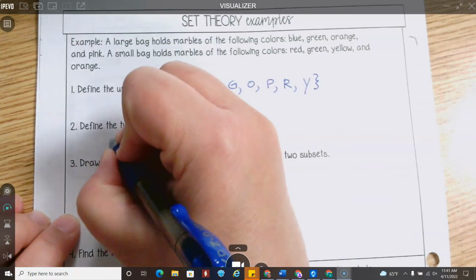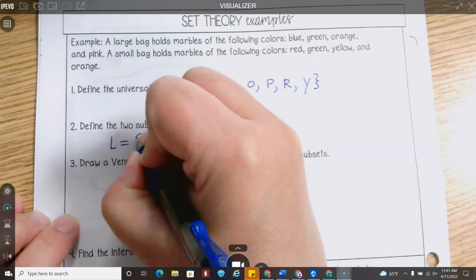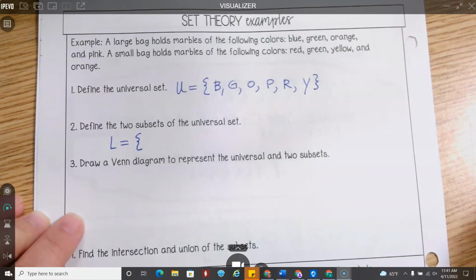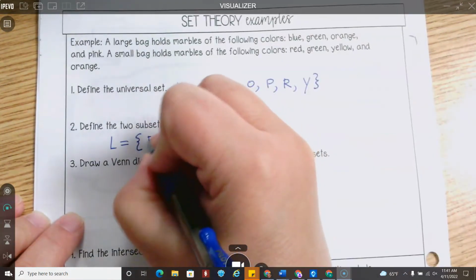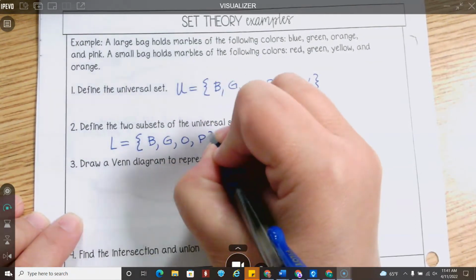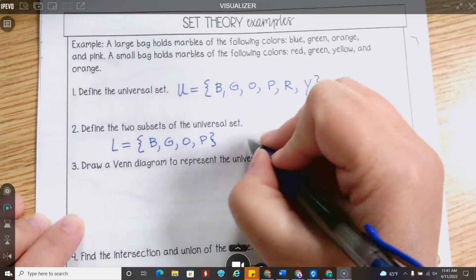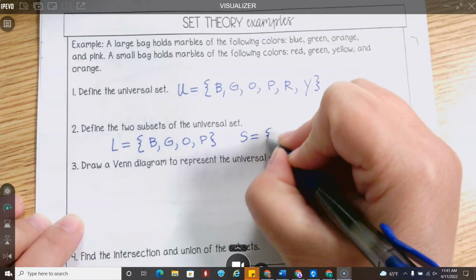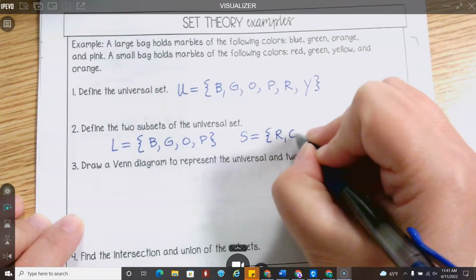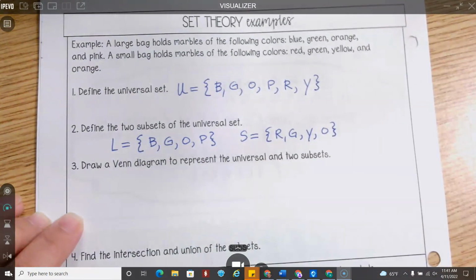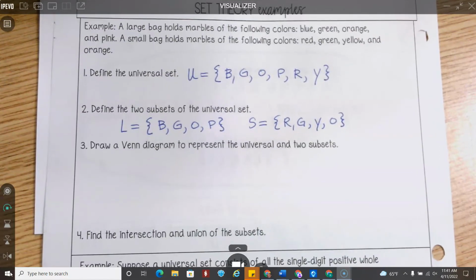I'm going to use an L for the large bag and an S for the small bag. The large bag has blue, green, orange, and pink. Notice that when I'm listing elements, I put commas between them. The small bag is red, green, yellow, and orange. So those are my two subsets.